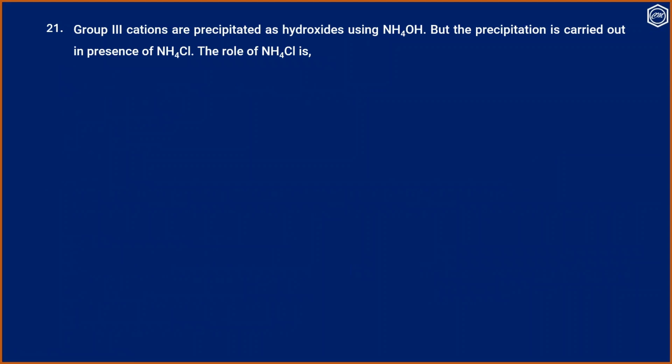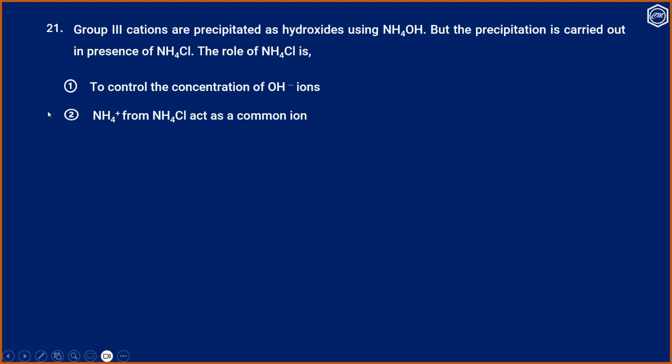Group 3 cations are precipitated as hydroxide using NH4OH. But the precipitation is carried out in presence of ammonium chloride. The role of ammonium chloride is to control the concentration of OH minus ions. NH4 plus from NH4Cl acts as a common ion, and prevents the precipitation of group 4 as hydroxides. All the above. In fact, NH4Cl serves all these three, 1, 2 and 3. So the correct answer is all the above.